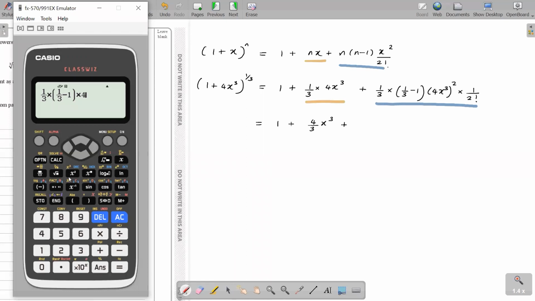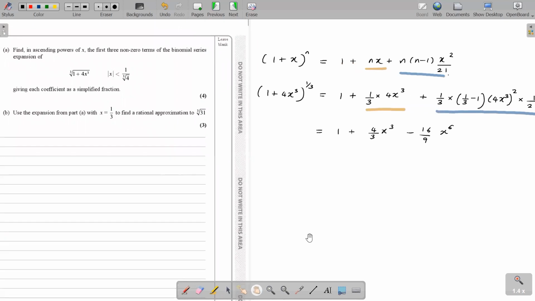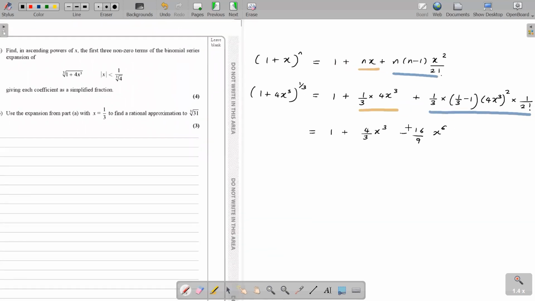So basically it's a 16 or it's a 4 to the power 2 into 1 over 2 factorial. Okay, into 1 over 2. 2 factorial is actually 2, right? 2 into 1. I'll just input 2 factorial here. Okay, so I get here minus 16 over 9. So it's minus 16 over 9. And this is x to the power, because x cube into power 2, the powers multiply, x to the power 6. So this is it. This is the expansion for 4 marks. Okay. So these are the first 3 non-zero terms.